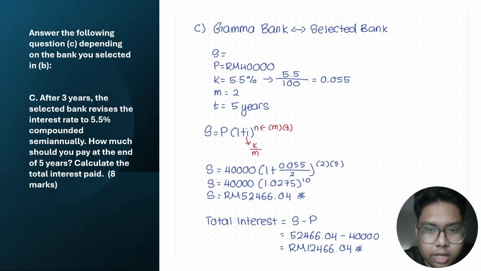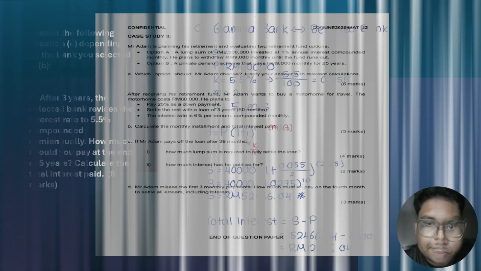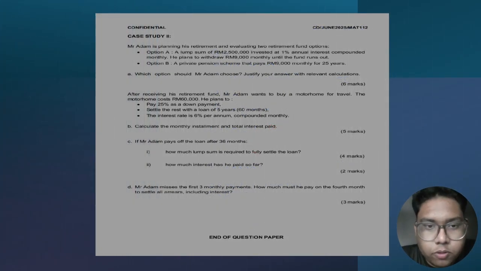For the total interest, S minus P. 42,466 ringgit 4 cents we got from before, when we calculated S, and 40,000 is the P, which has been given in the question. So 42,466 ringgit 4 cents minus 40,000, we will get 2,466 ringgit 4 cents. So we move to the next case study, which is case study 2.